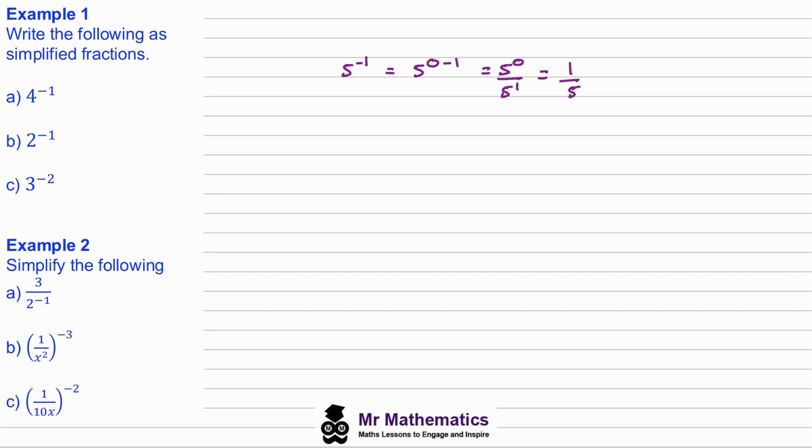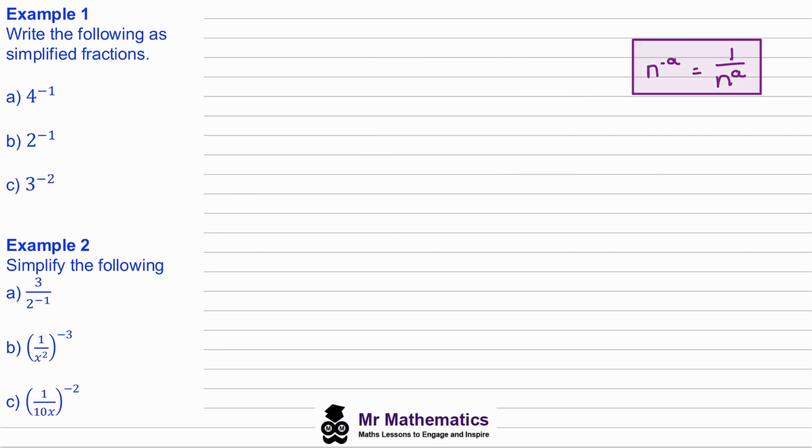Okay? If we have 2 to the power of negative 3, well, this will be the same as 2 to the power of 0 take away 3. And we can write this using the division rule as a fraction. This will be 2 to the 0 divided by 2 to the 3. Anything to the 0 is 1, and 2 cubed is 8. So in general then, if we have n to the power of negative a, the negative power will give us 1 over the base n to the power of a. And this is the rule that we'll be using throughout this video.